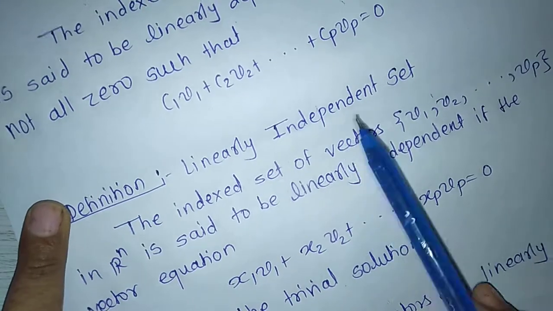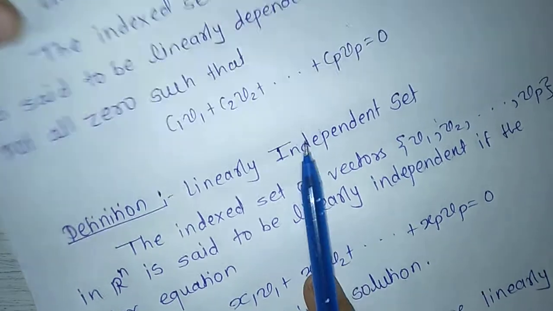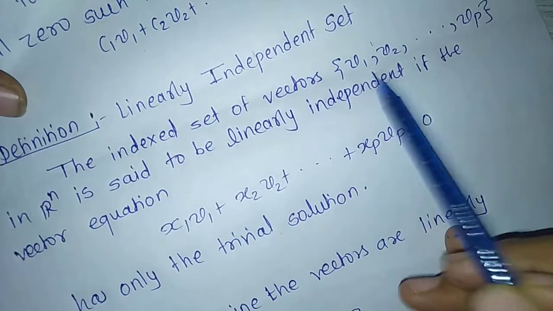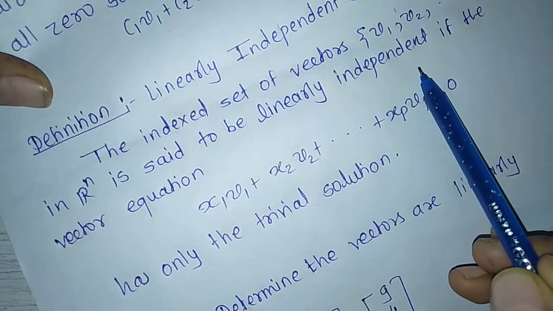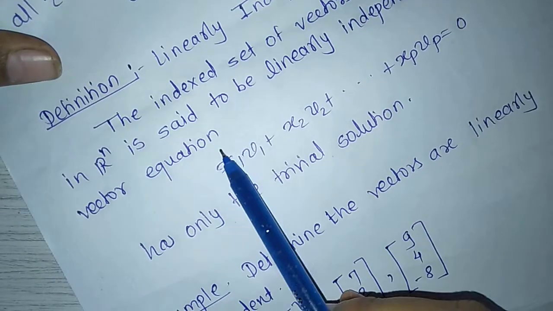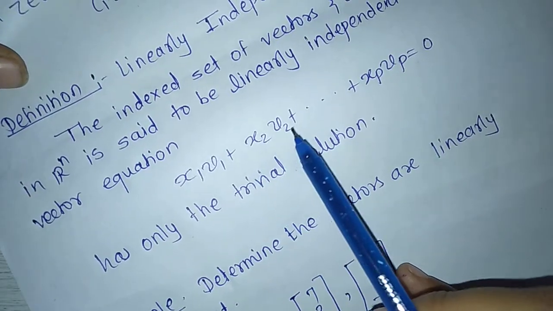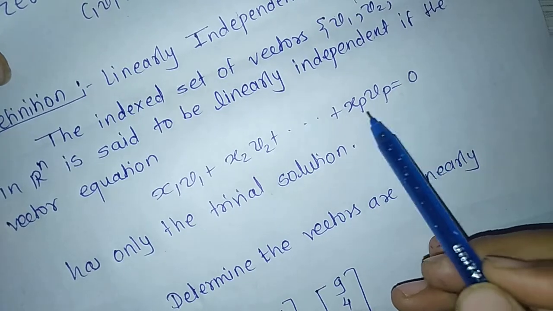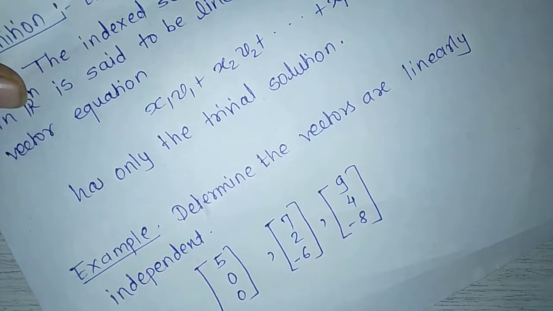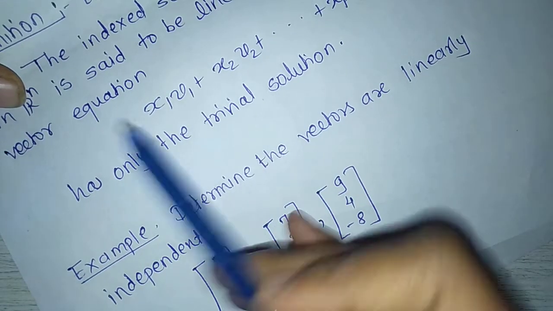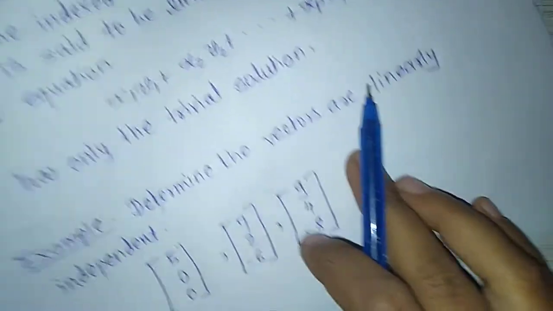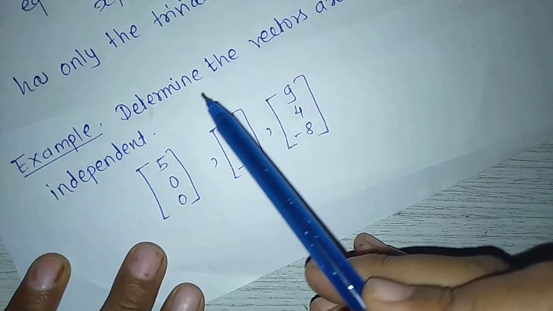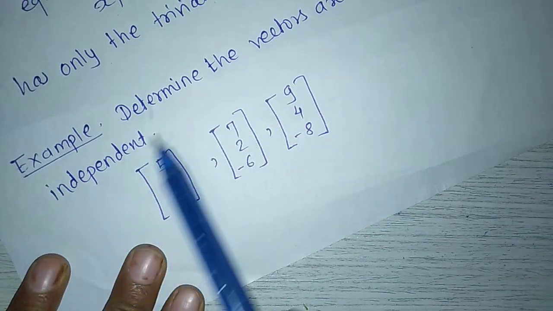Next definition, linearly independent set. The indexed set of vectors v1, v2 and so on vp in Rn is said to be linearly independent if the vector equation x1 v1 plus x2 v2 plus and so on plus xp vp equal to 0 has only the trivial solution. Only the trivial solution means x1 equal to 0, x2 equal to 0 and so on xp equal to 0. Next example, determine if the vectors are linearly independent.